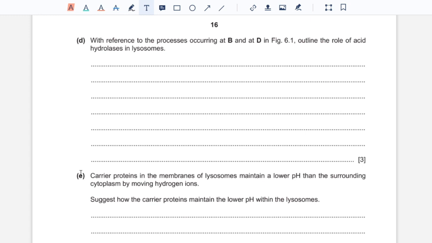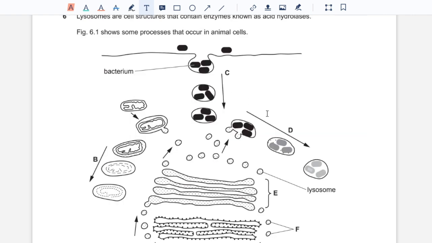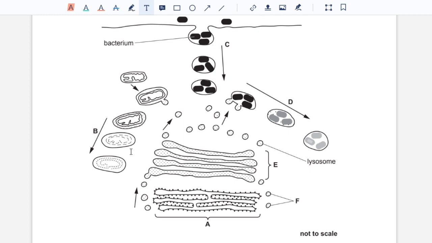D, with reference to the processes occurring at B and D in figure 6.1, outline the role of acid hydrolases in lysosomes. Here you can see at D, the bacteria are digested so that it does not harm the cell, and the organelles are also digested. The only reason for it could be that the organelle is worn out, otherwise why would the cell damage itself? And so the question is of 3 marks, so you could provide an extra detail about this cell.